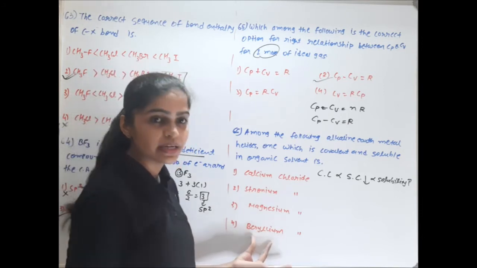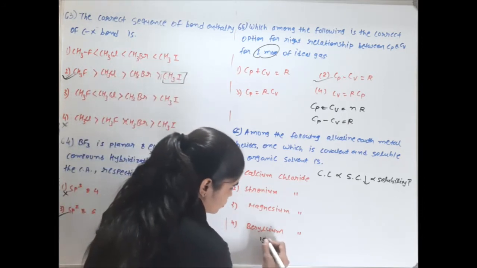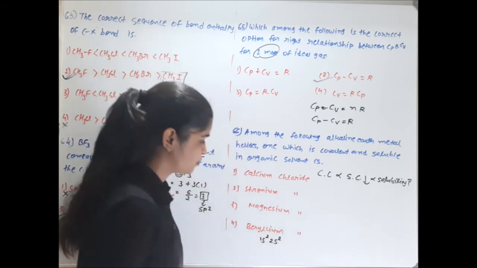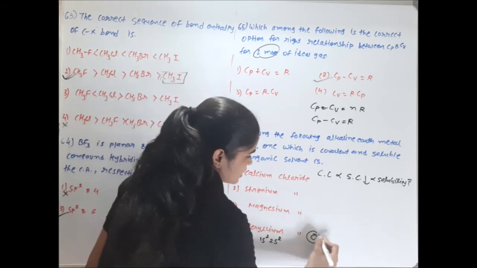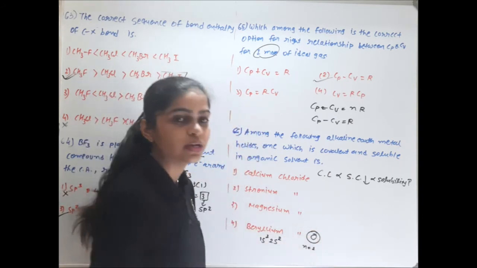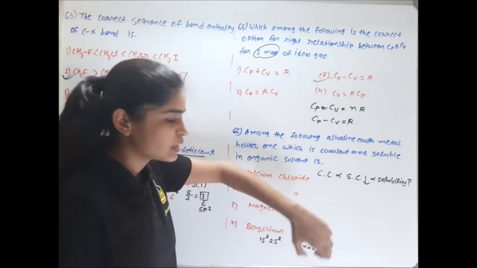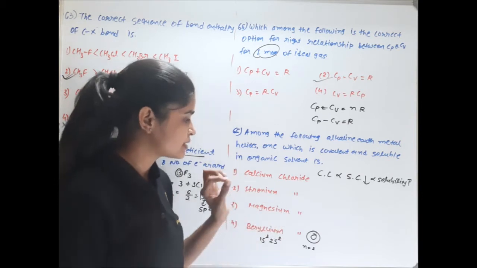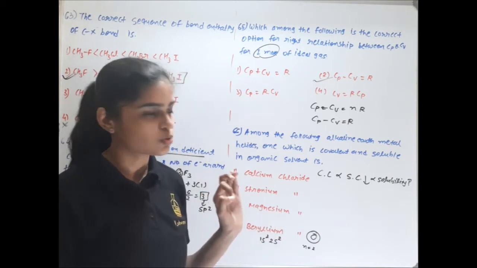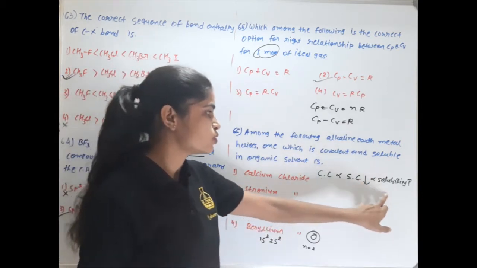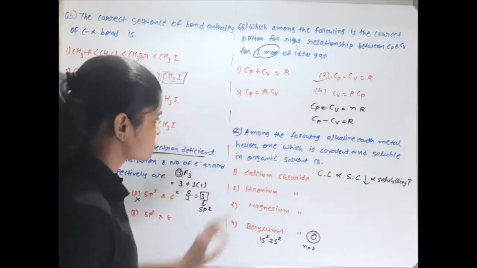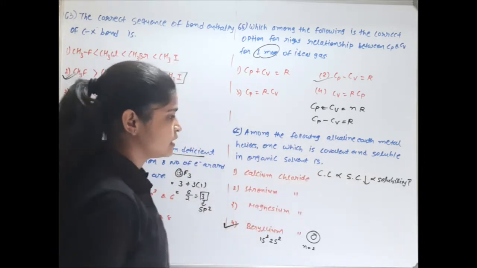In beryllium, the configuration is 1s2, 2s2, so it has only n equal to 2. When n is equal to 2, the orbitals and nucleus come closer, so its size decreases. Where its size decreases, its covalent character increases and solubility increases. So the right option is beryllium chloride.